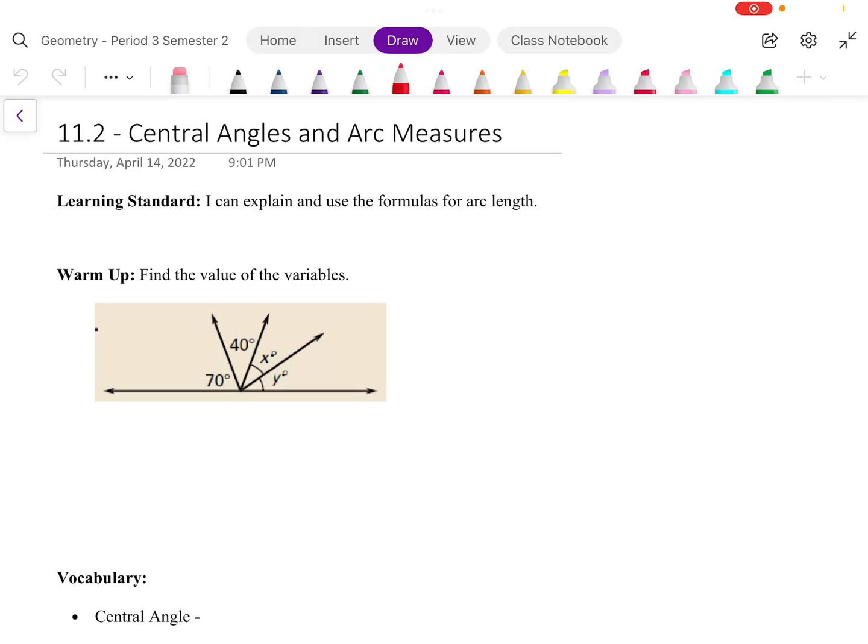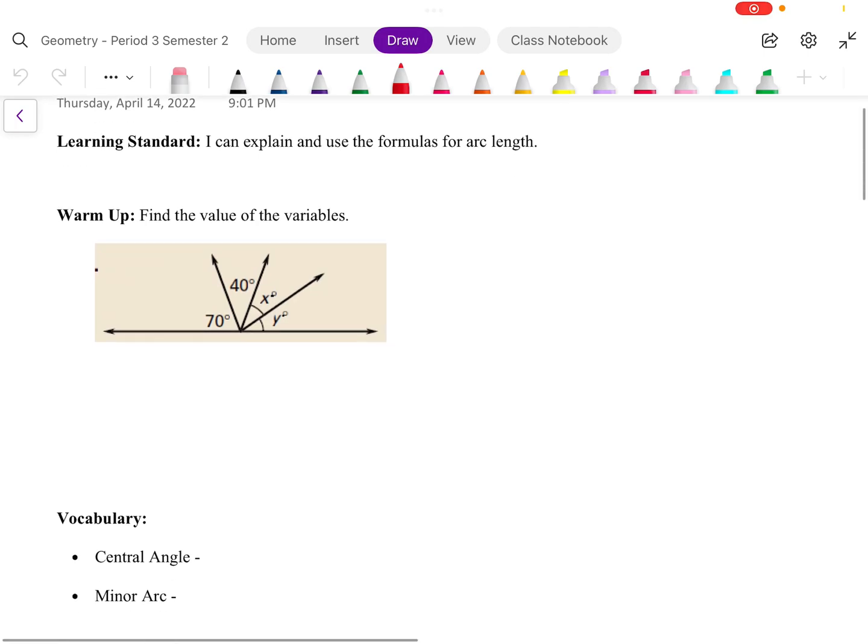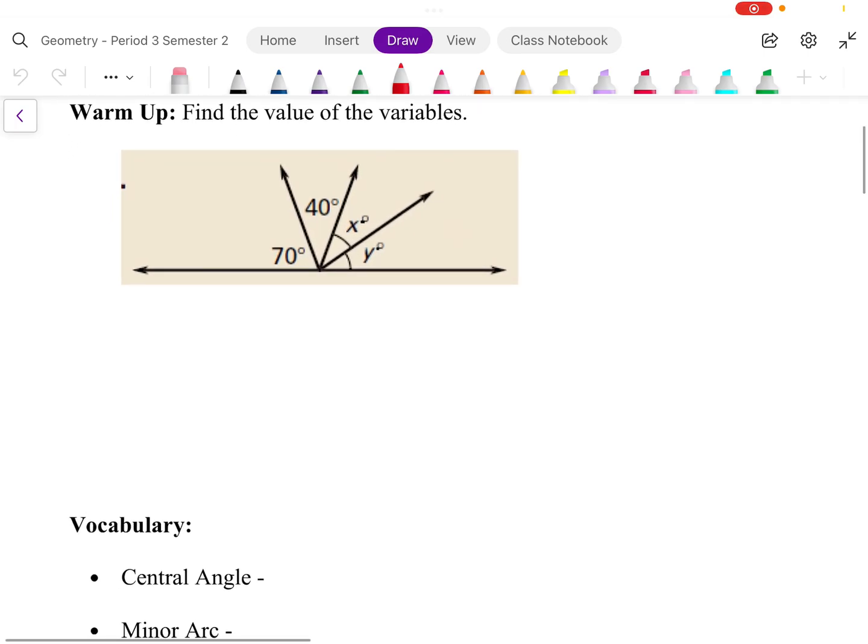11.2 is on central angles and arc measures. So for today, we are going to be able to explain and use the formula for arc length. So our warm-up example, we would need to find the value of each variable.